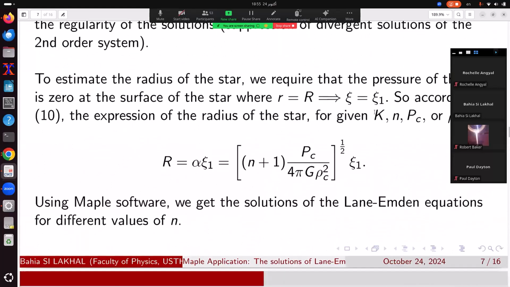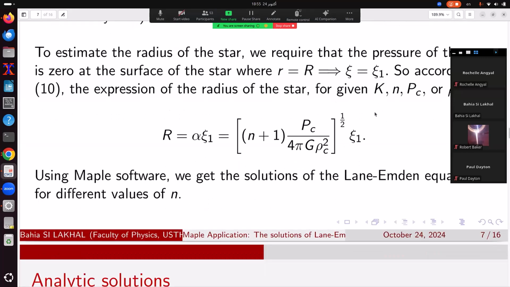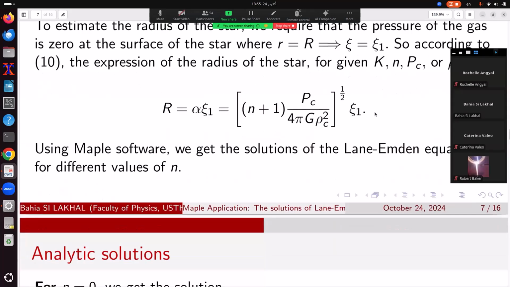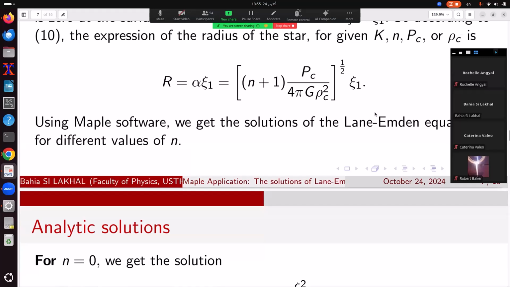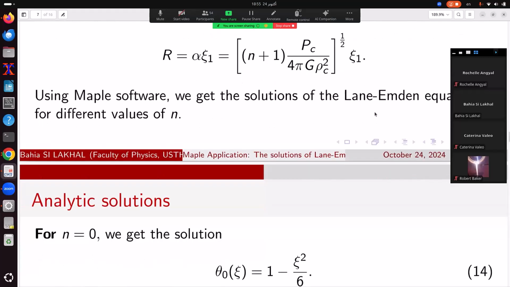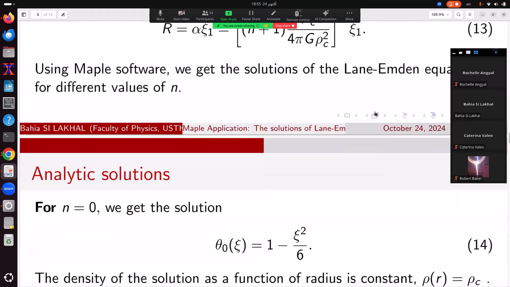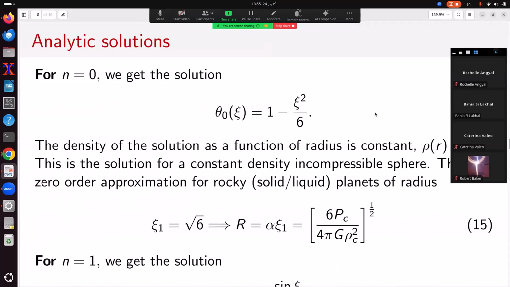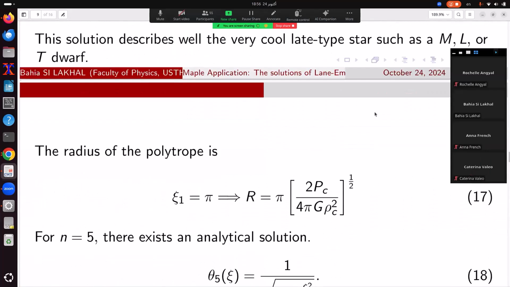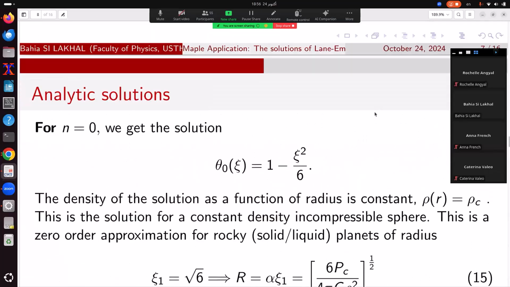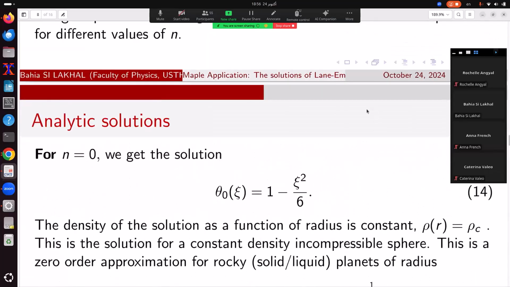Okay. So now, using Maple software, we get the solutions of the Lane-Emden equations for different values of n. We have two kinds of solutions: analytic solutions and numeric solutions. The analytic solutions are found only for three values of n: n equals 0, n equals 1, and n equals 5. So for n equals 0, we get the following solution.